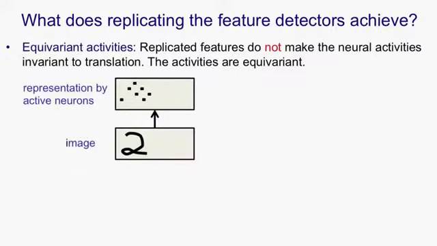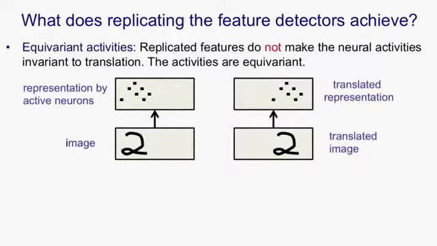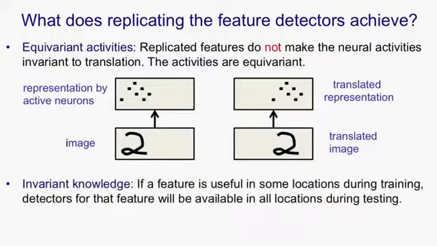Here's an image, and the black dots are the activated neurons. Here's a translated image, and notice the black dots have also translated. So the image changed, and the representation also changed by just as much as the image. That's equivariance, not invariance. There is something that's invariant, and that's the knowledge.